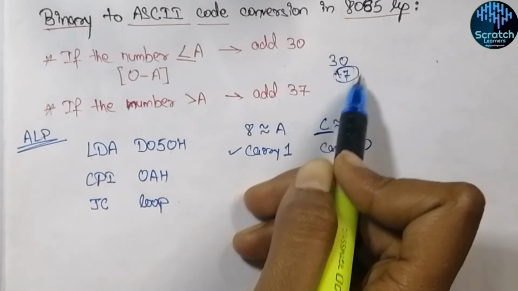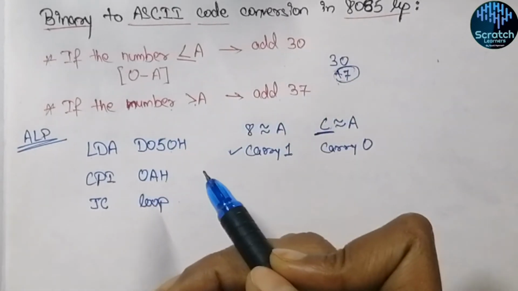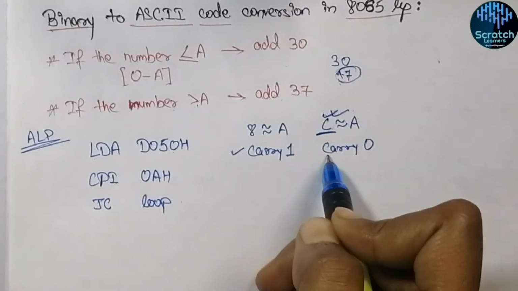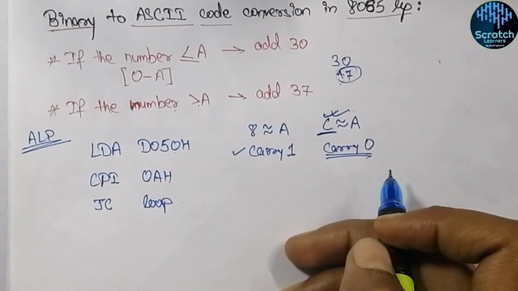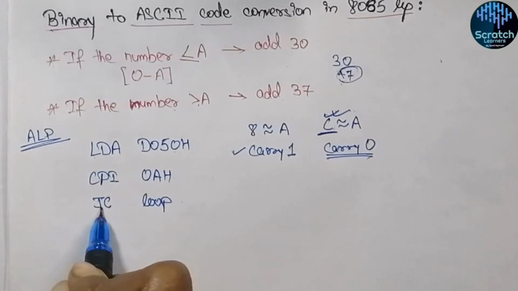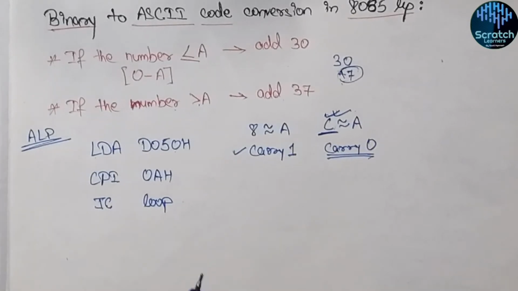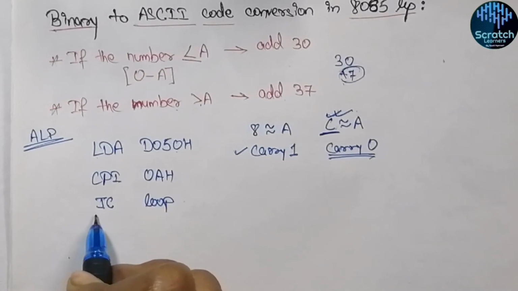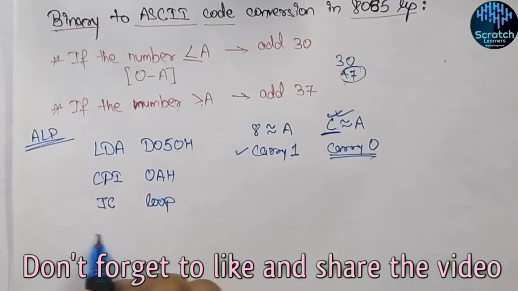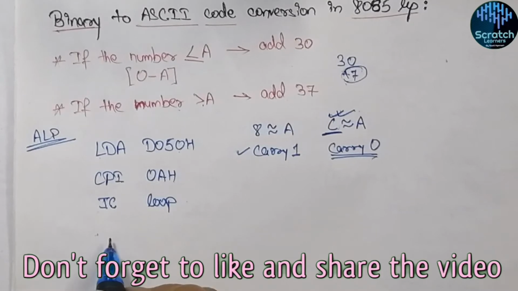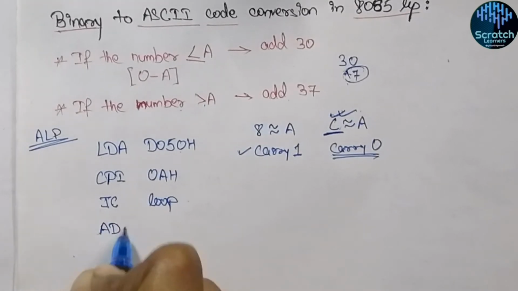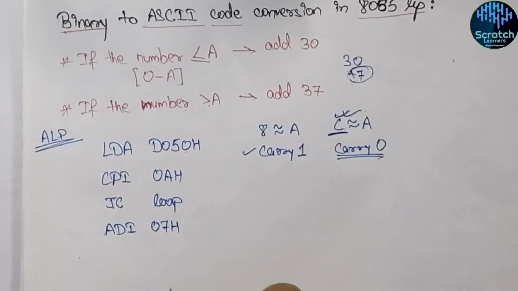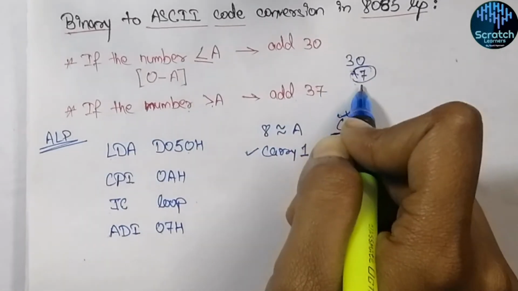So when we are adding this 7, when the number is greater than A, that means in this case a carry is not being generated. So if a carry is generated, let's say it will go to some other location, right? But if a carry is not generated, then it will execute the next statement that is written here. So what it will be? It will be to add the data 07 hex with the content of accumulator. Right, this is the step that we need to do.